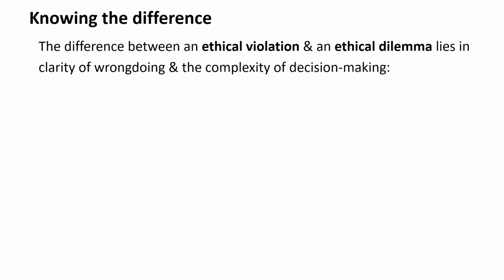So it's really important for social workers and counselors to understand the difference between an ethical violation and an ethical dilemma. And what we just looked at in the previous screen was certainly an example of a personal dilemma that many of us could experience or have gone through, but we're going to need to understand the difference because sometimes these terms are used interchangeably and they do not mean the same thing. So let's take a look at this. So the difference between an ethical violation and an ethical dilemma lies in the clarity of wrongdoing and the complexity of decision making. So what exactly does that mean?